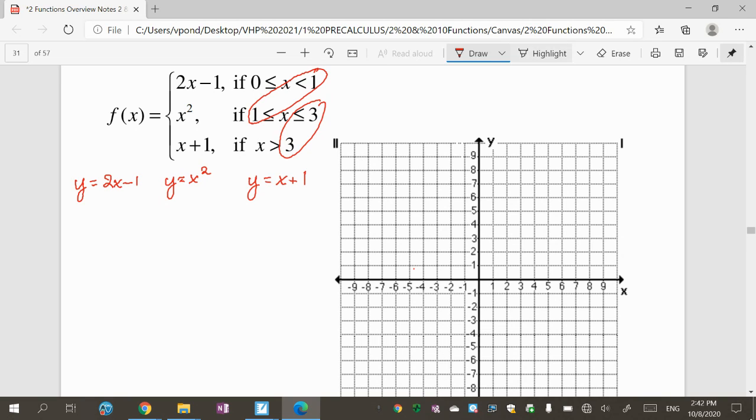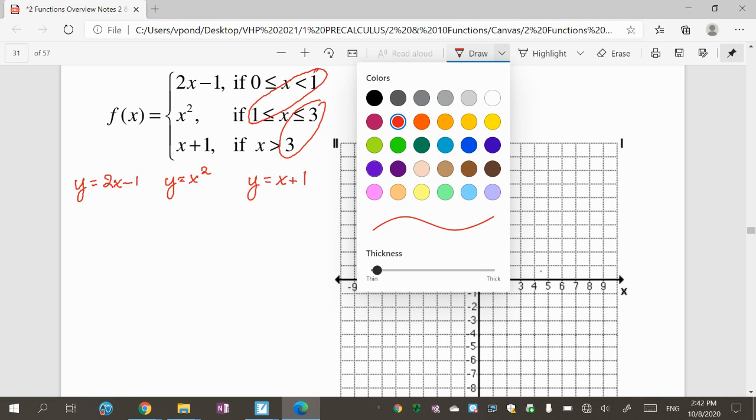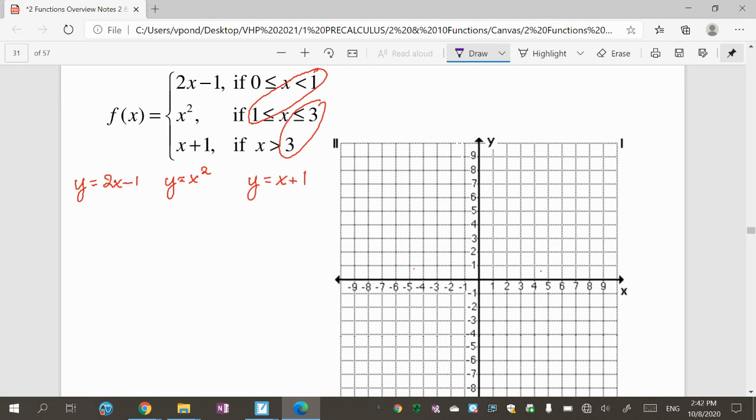And I'm going to go through and find some points. So I'm going to pick a different color here. Let's pick purple. All right, so ready? I'm going to start at 1 and go down to 0. So this 1 is not part of the graph, and I have to go down to 0, and 0 is included. If I put a 1 in there, I have 2 minus 1 or 1.